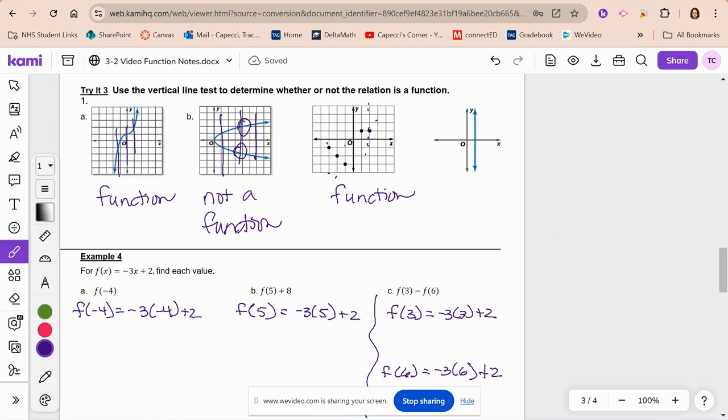That's good to go. Now with this last one, it's a vertical line, but if I draw a vertical line right on top of it, it actually would hit an infinite number of times. So that would be not a function.